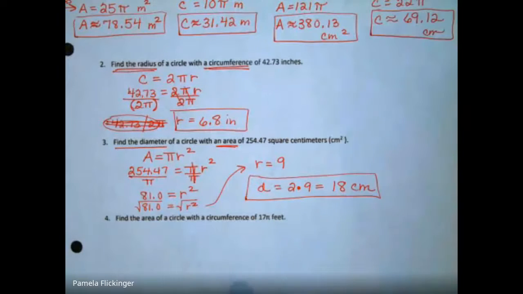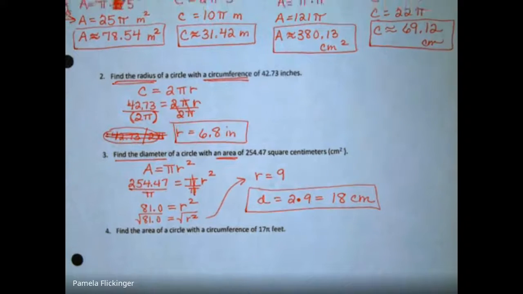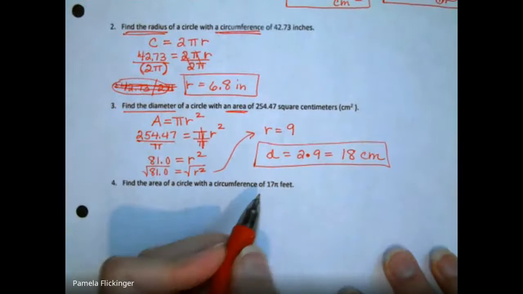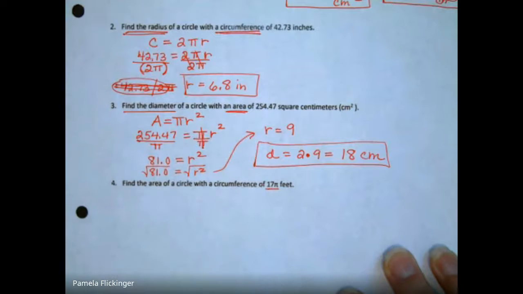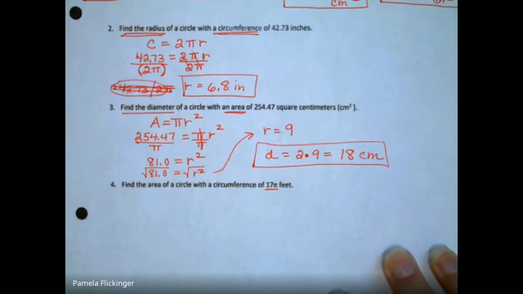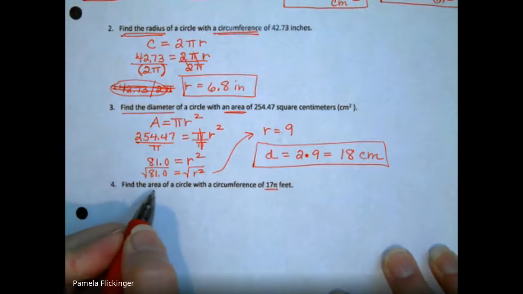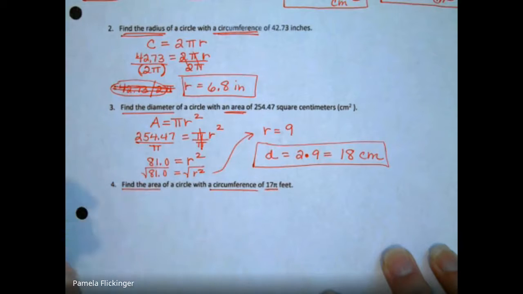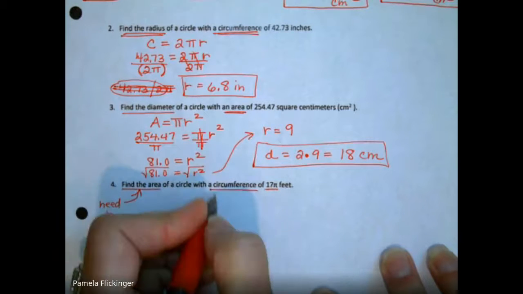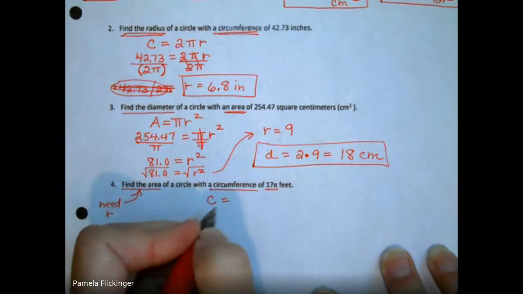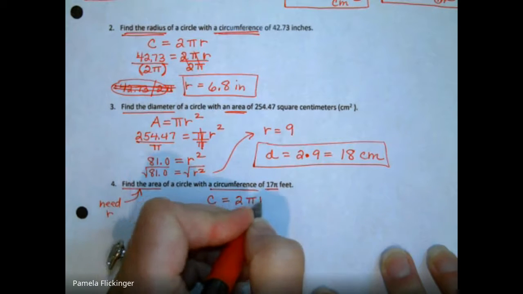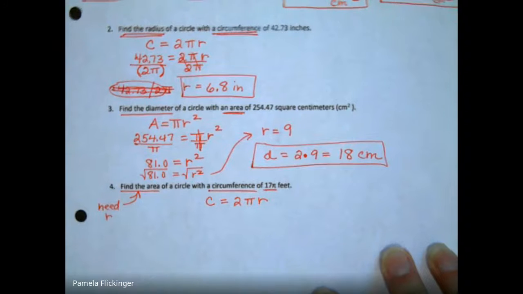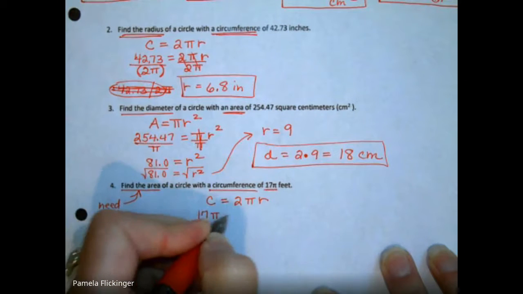All right, and our last problem, it says find the area of a circle with the circumference of 17 pi feet. Now notice they left the pi in there. All right, they didn't multiply out and give us a decimal, that's okay. So we want to find the area, but we're given the circumference. So in order to find the area, we need r. We need to know the radius. So what we're going to do is we're going to take this circumference, which I know is 2 pi r. And I'm going to put the 17 pi in for c.